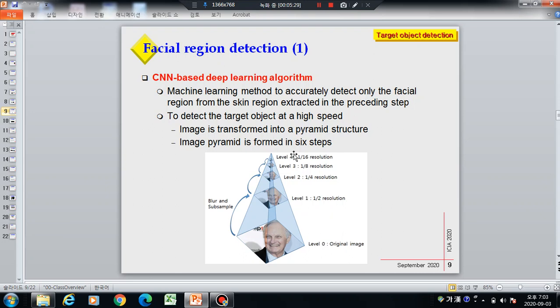In the following, I'll present the problem of detecting target objects.